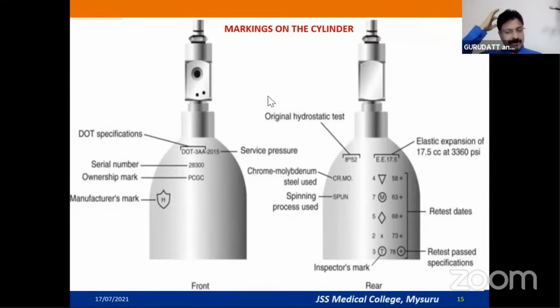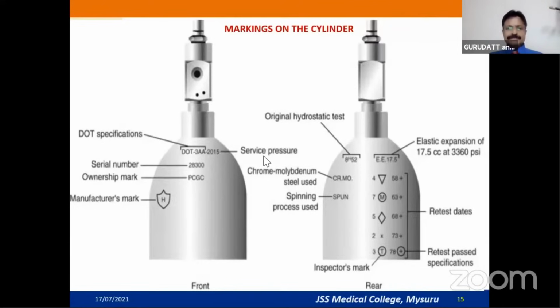Many times, with the modern cylinders we are using, the markings would have gone already because of repeated use and also repeated painting on the cylinder. But for the postgraduate exam, you should always know what the markings are. On one side, you can have the DOT specifications, that is Department of Transport specifications. You can see a 3AA written here. 3AA means it is made of steel.